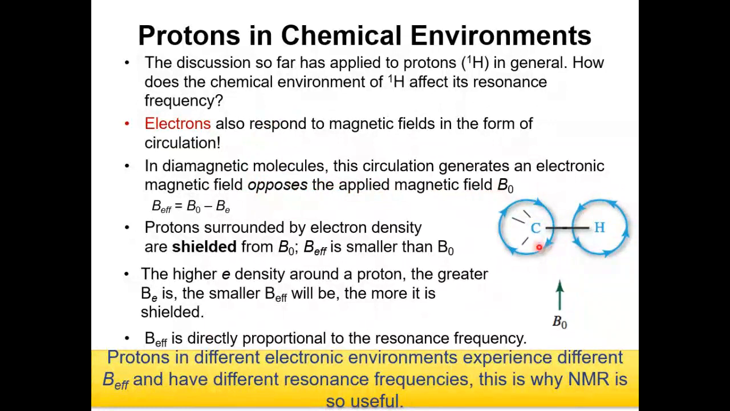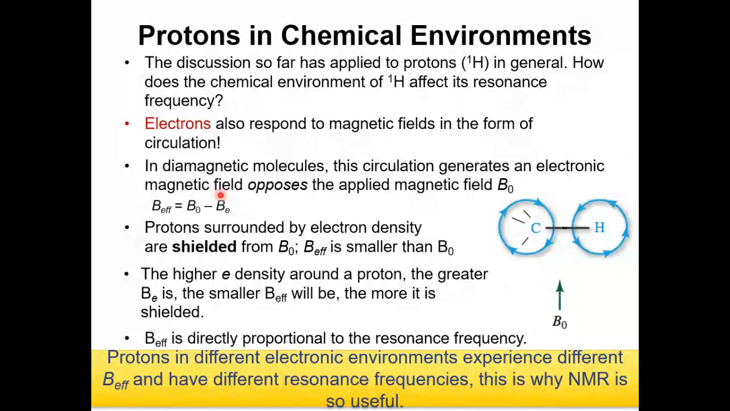That means the circulation of electrons will be in such a direction that it generates a magnetic field opposing the external magnetic field B0. So like the one we're seeing here, if B0 is going up from the bottom, and I have a proton here with some electrons around it, then the circulation of electrons will create a small field against it. This small field strength we call BE, and it is very, very important, although it is usually very weak.